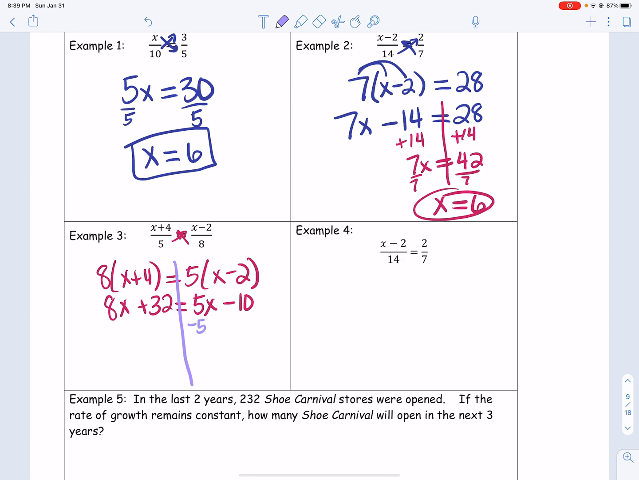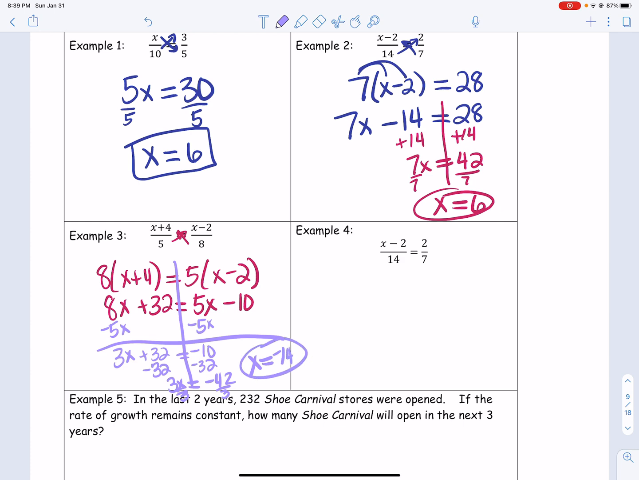It doesn't really matter what you move. So I'm going to minus my 5x first. That gives me 3x plus 32 equals a negative 10. So I'm going to minus 32, and I get 3x equals a negative 42. So then I'm going to divide by 3, and x equals 42 divided by 3, which is a negative 14. So that is my answer.